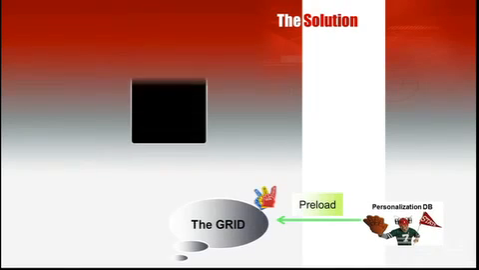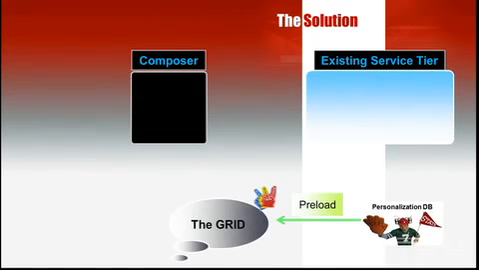Then we introduced 2 new exotic components, the grid, which you've been waiting for, and the composer. The grid is using IBM WebSphere Extreme Scale. It's effectively an in-memory representation of everything in that personalization DB. The key to this is it's extremely fast. We're talking sub-millisecond response time.